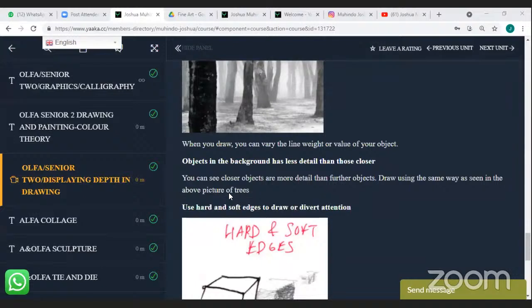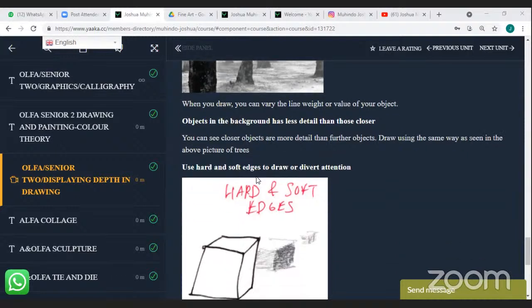Shani, I would request you to read to us this. Objects in the background have less detail than those closer. You can see closer objects are more detailed than further objects. Draw using the same way as seen in the above picture of trees.